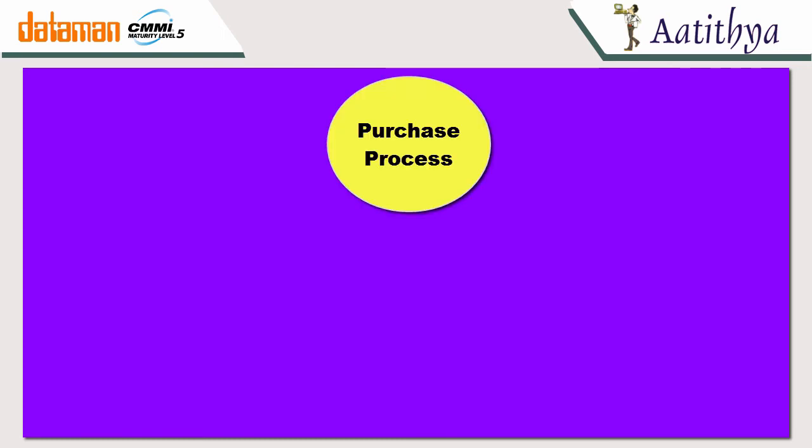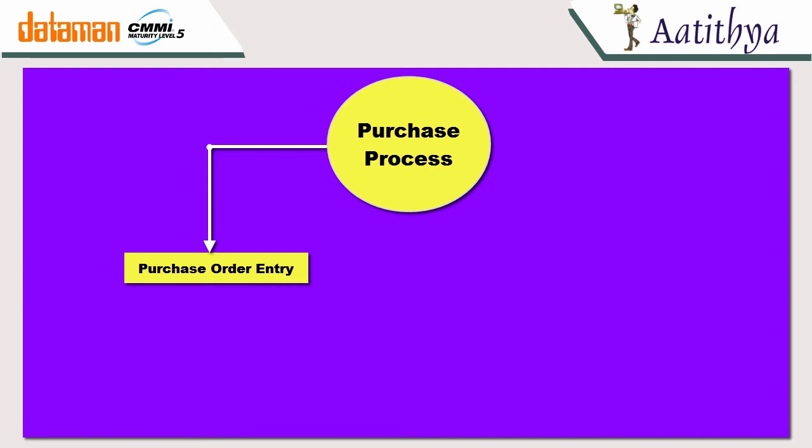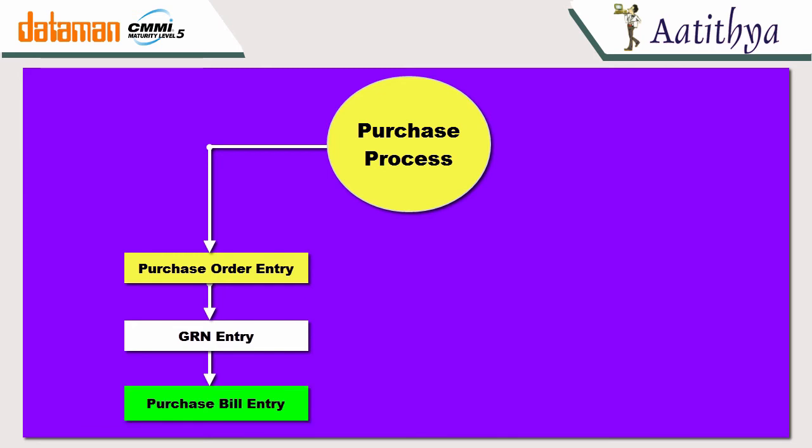Purchase process. If you want to purchase new item, first you need to do purchase order entry. After that you need to do GRN entry to receive goods. Then purchase bill entry to generate purchase bill.